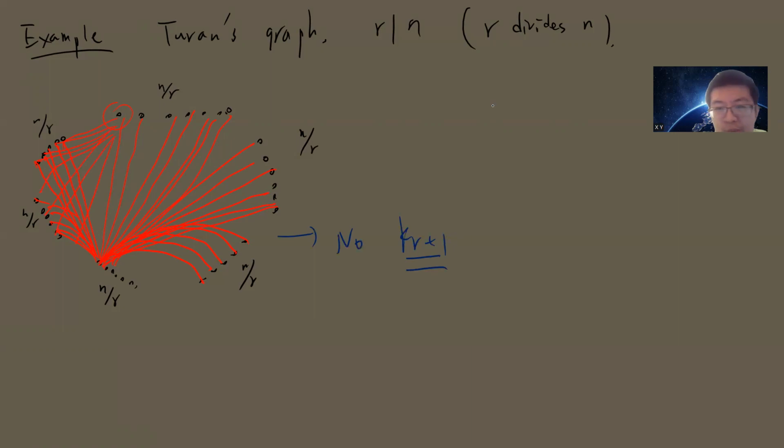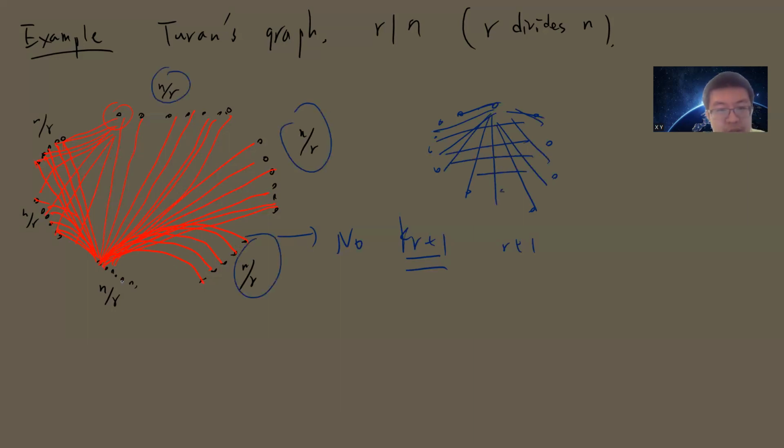K_{r+1} basically means that there are r plus 1 points which are all connected to each other. But there is no such set here, because there are r groups, and each clique uses at most one point per group. So we only have K_r subgraphs here, but no K_{r+1}.